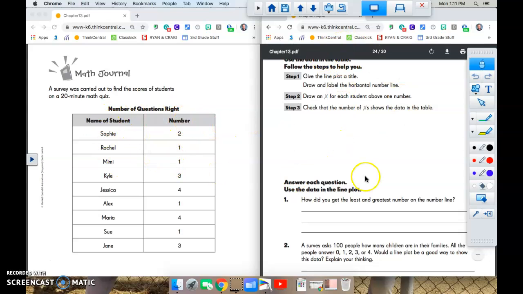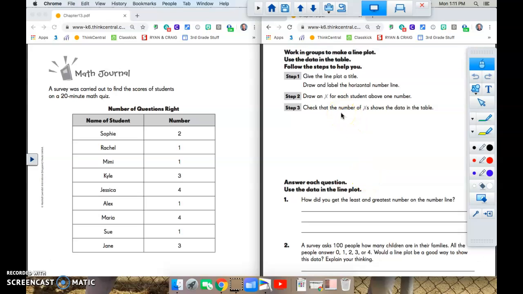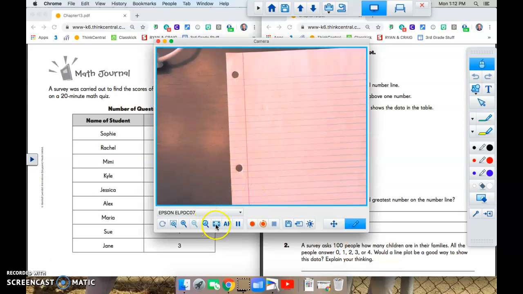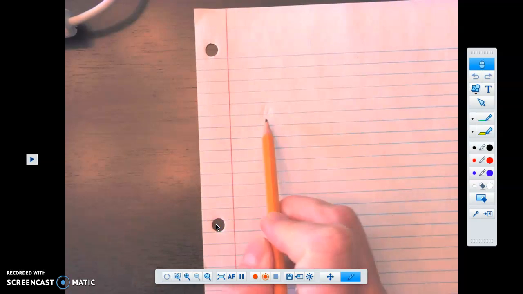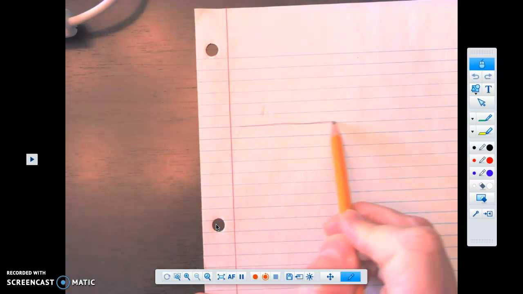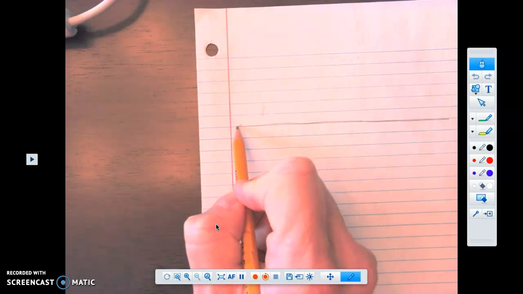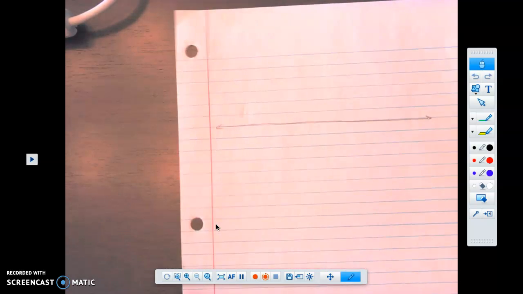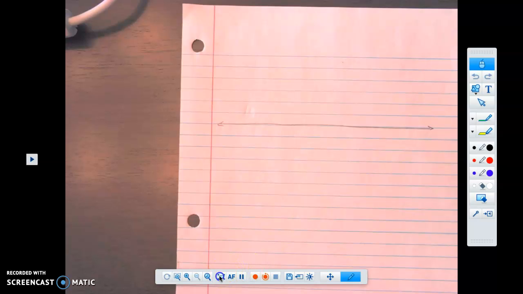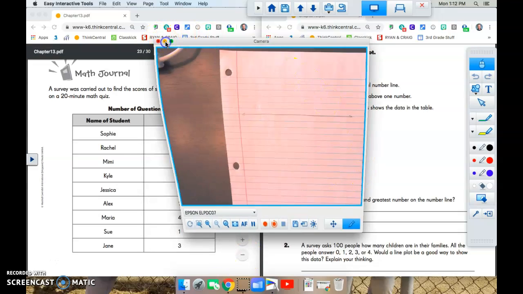On this side it says, use the data in the table, follow the steps to help you, give the line plot a title, draw and label the horizontal number line. Okay, so let's go ahead, let's just draw a line across our page here. I'm going to pop this on. We're going to draw a line across our page a little bit like that. There's our little number line, and I'm going to pop back and forth here so I can see what we're doing.